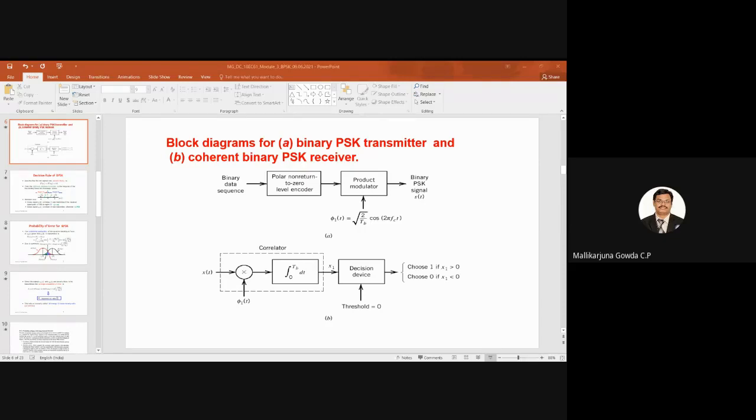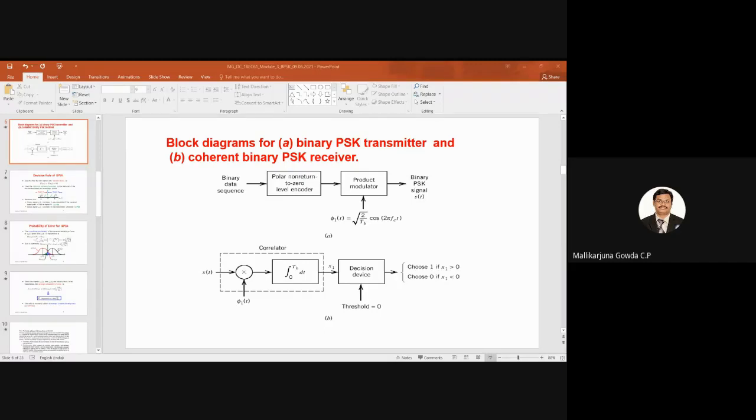It is transmitted over the channel, and we denote the received signal at the receiver side as x of t, which is equal to s of t plus noise. We consider that noise as additive white Gaussian noise, and the received signal is given to the correlator. We all know what a correlator consists of: a multiplier followed by an integrator. Whatever basis function we use at the transmitter side, the same basis function is used at the receiver side also.